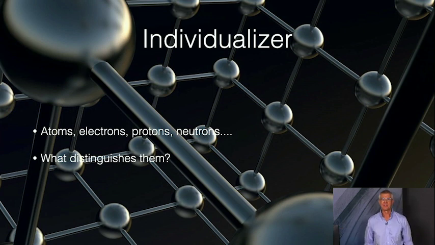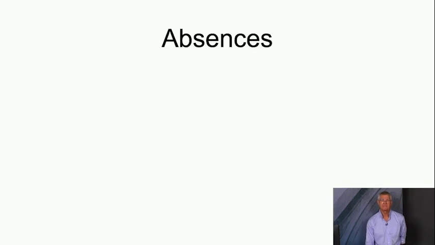But wait, if they're all the same, what makes them different? We want to say there are many electrons, many protons, many neutrons. But if they're all qualitatively identical to one another, what distinguishes them? What makes them different? How do I know there are many and not just one? It's not a trivial philosophical problem.